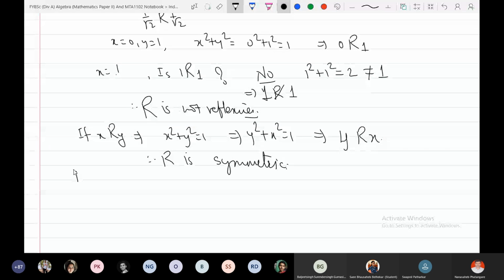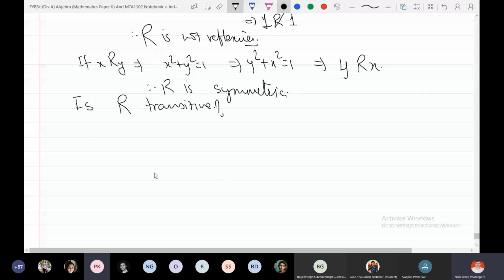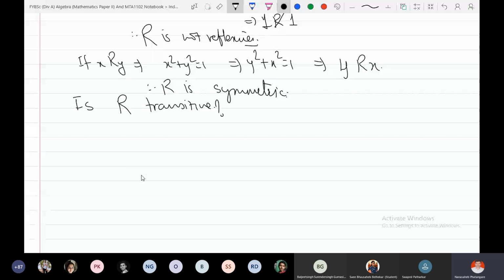Now, is R transitive? Is this relation transitive? No, sir, this is not transitive. For example, 1 is related to 0 and 0 is related to 1, but 1 is not related to 1. So this is the evidence for which transitivity fails, right? Therefore, this relation is not an equivalence relation.